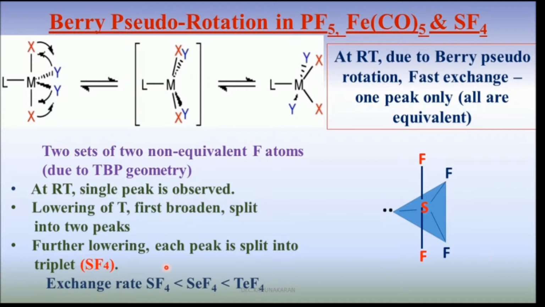Further, on lowering the temperature, each peak is split into a triplet. For example, the axial fluorines are split into a triplet because of coupling with the two equatorial fluorine atoms. Each peak is split into a triplet.